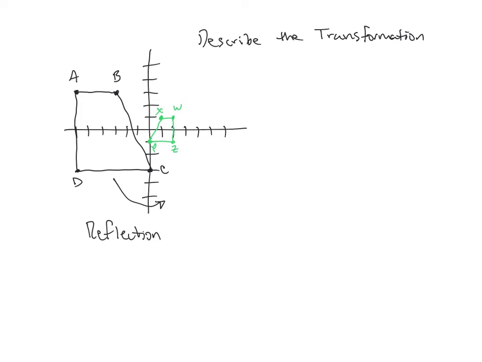So I'll get a reflection over the y-axis. So if I do that, because this C point is on the y-axis, that one is simple. It doesn't move at all. It just stays there.